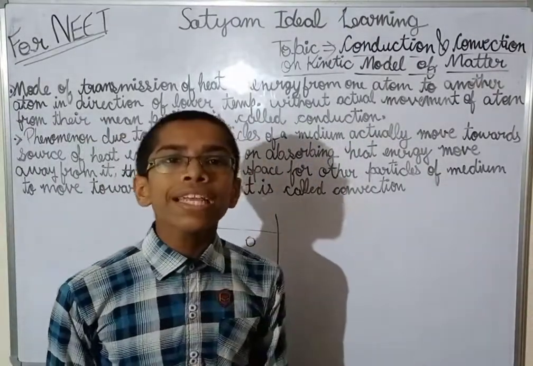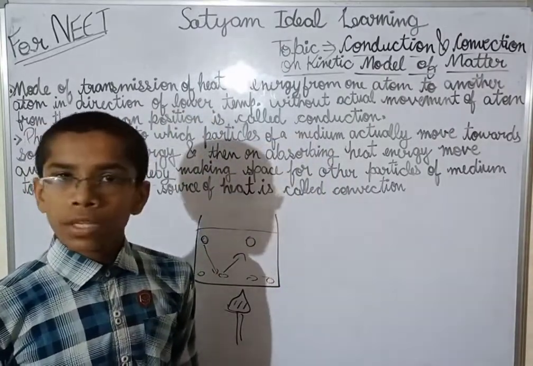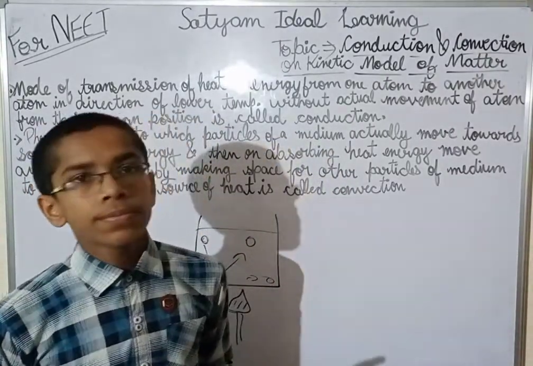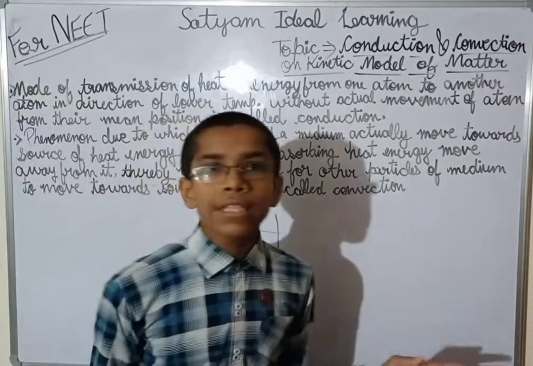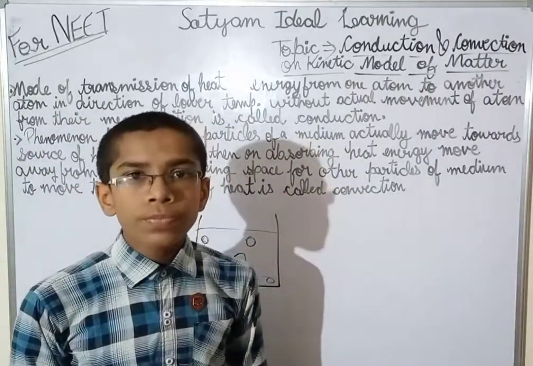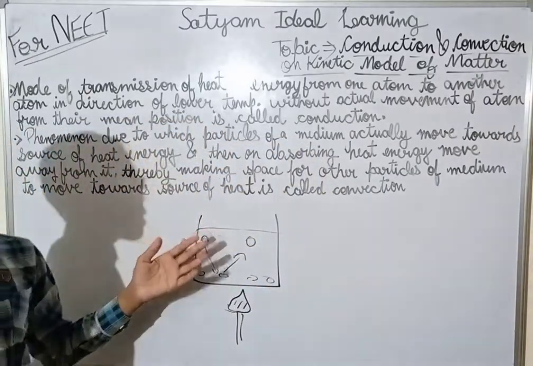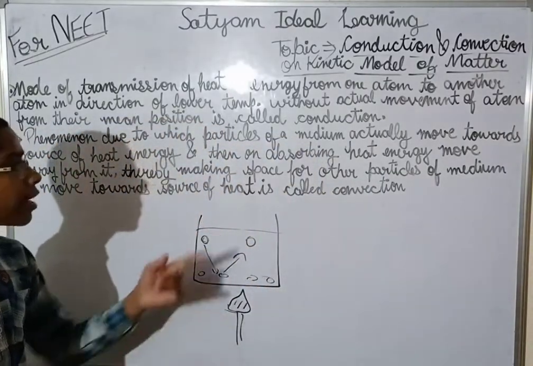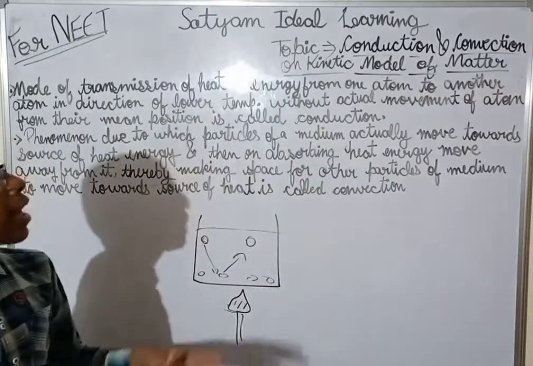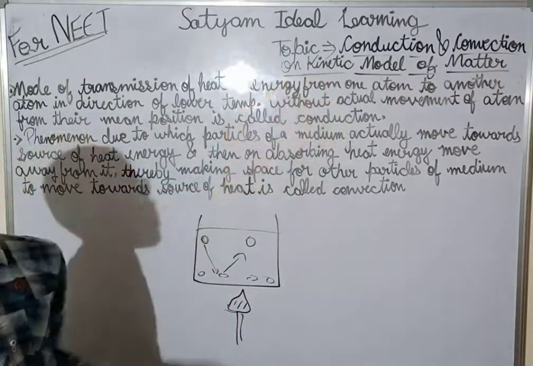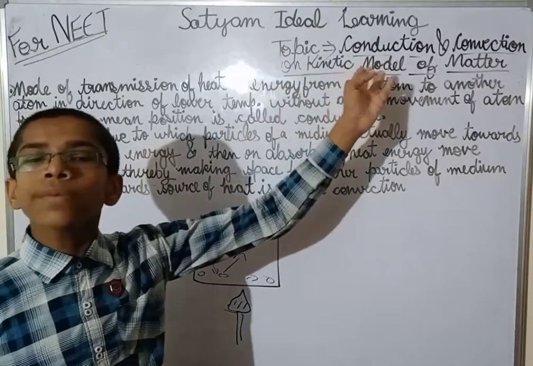Convection takes place only in liquids and gases. It doesn't take place in solid. You know the reason? Because interparticle space is less in solid, and because of that the particles don't move. And in convection, the particles need to move. Okay. So this is how we have done conduction and convection on the basis of the kinetic model of matter.